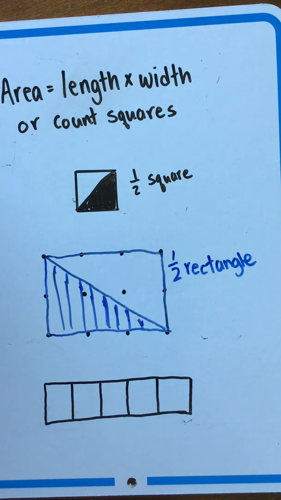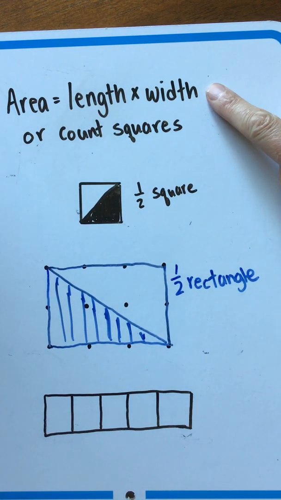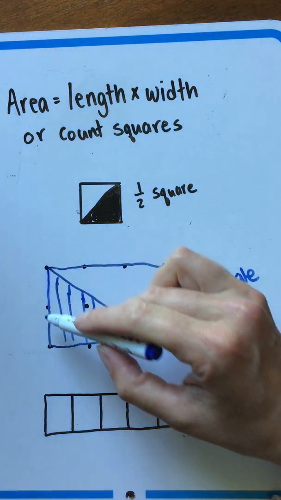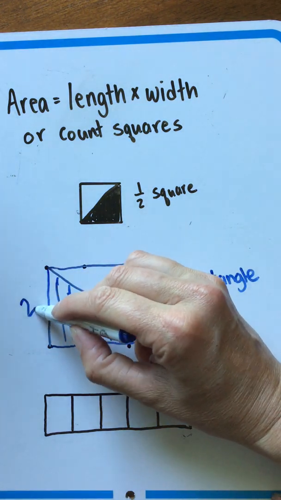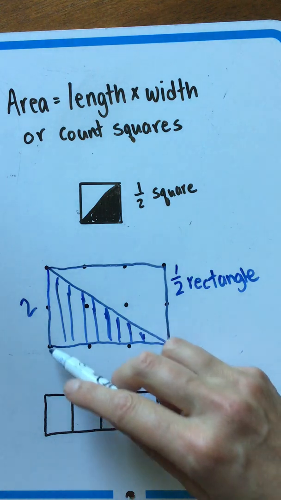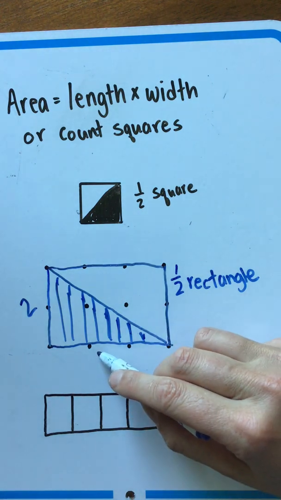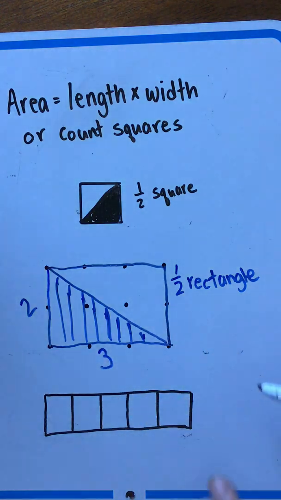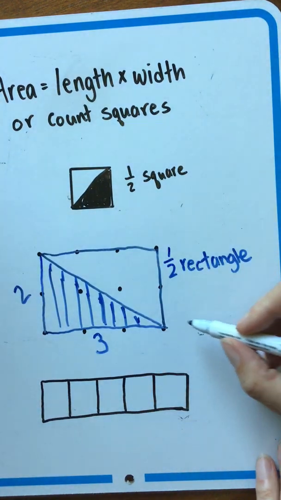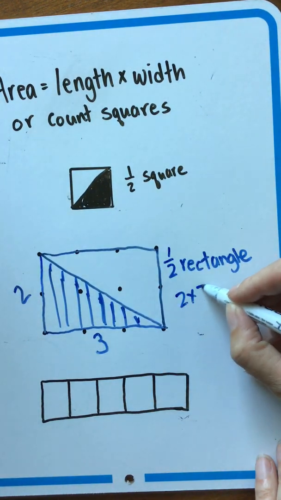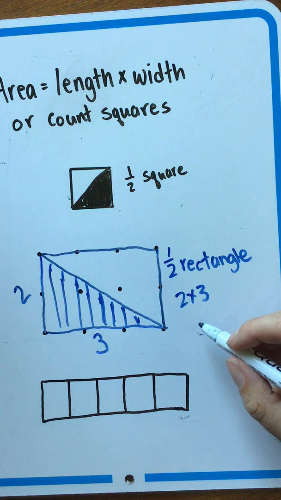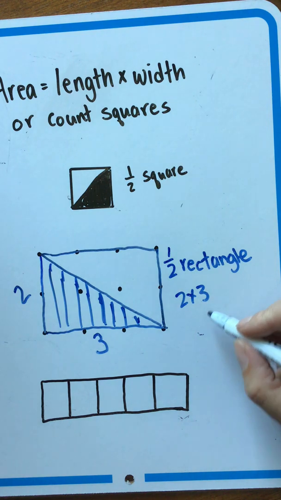Okay, well, we know how to find the area of a rectangle. All we need to do is figure out the length of the rectangle and multiply it by the width of a rectangle. Okay, well, this side, that's pretty easy. That side's 2 squares. And this way is 3 squares. So the area of the whole rectangle would be 2 times 3. And then we're going to divide it by 2.